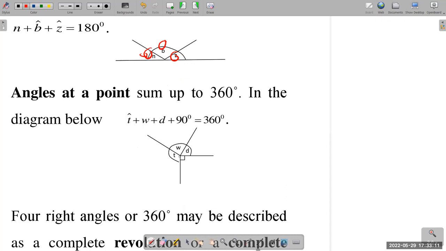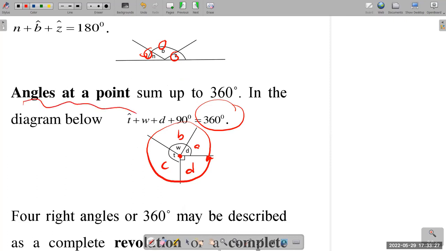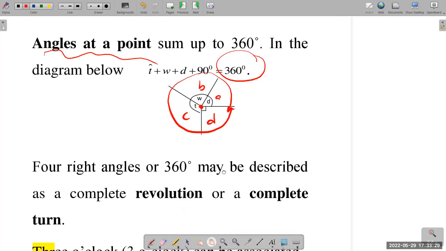Now, if you have a point, and at that point, you have several angles created, those angles, if you look at it, form a circle. And so when you add those angles up, they add up to what? 360 degrees. Angles at a point. These are things we need to remember and easily identify.